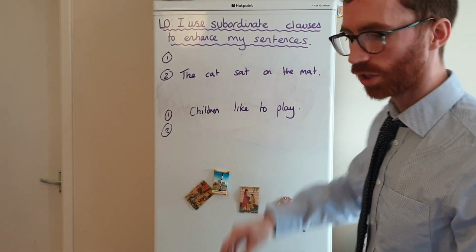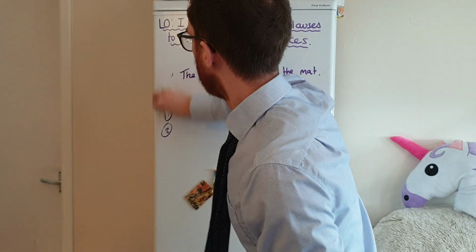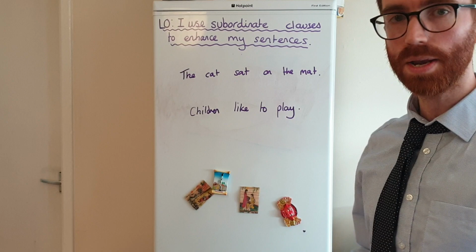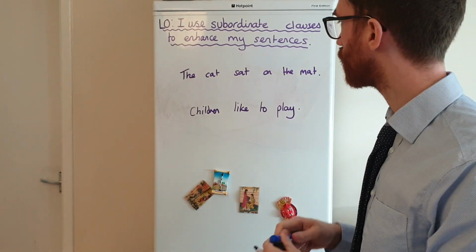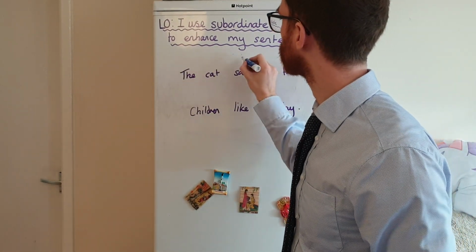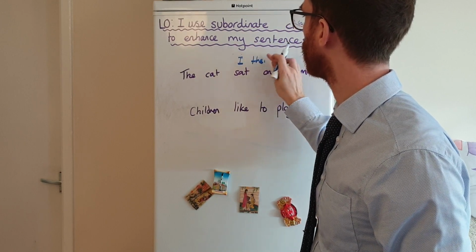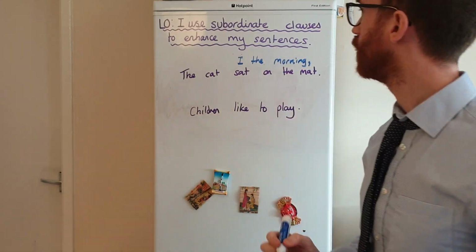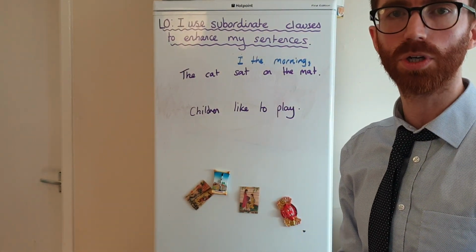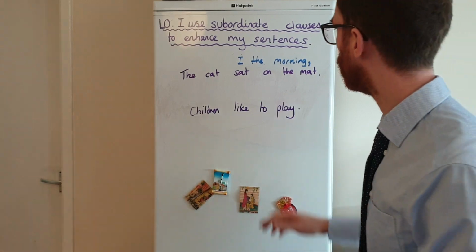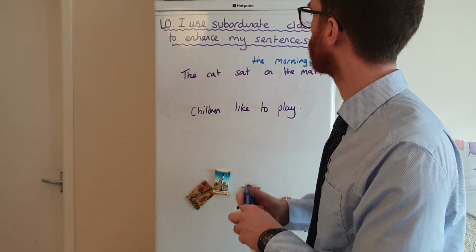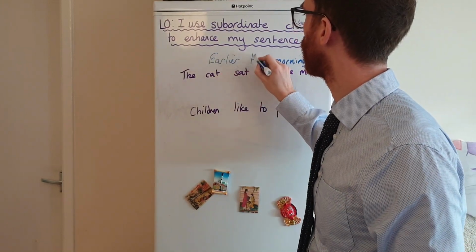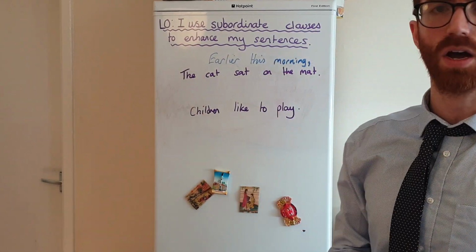Right, let's have a little go and let's try. What could I have done? Well, I could have told you when the cat likes sitting on the mat. So I could have said in the morning, comma, the cat sat on the mat. In the morning, the cat sat on the mat. Okay? Or earlier on in the morning. Earlier this morning, the cat sat on the mat.